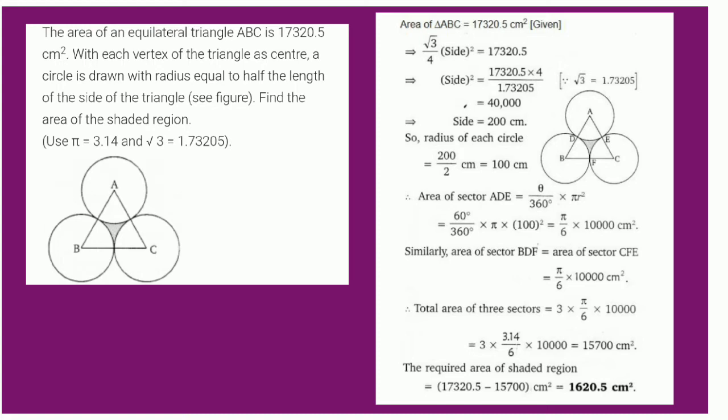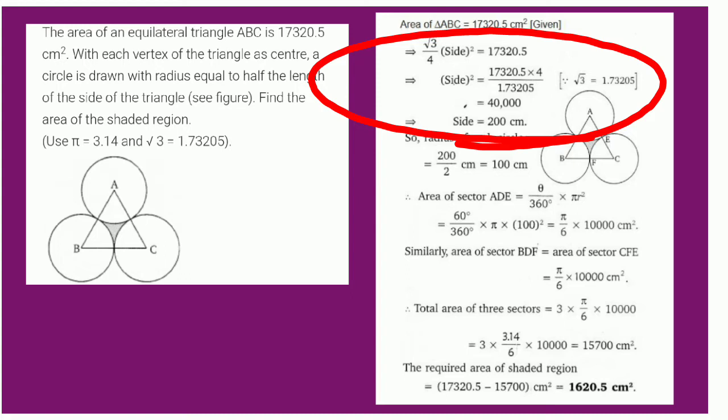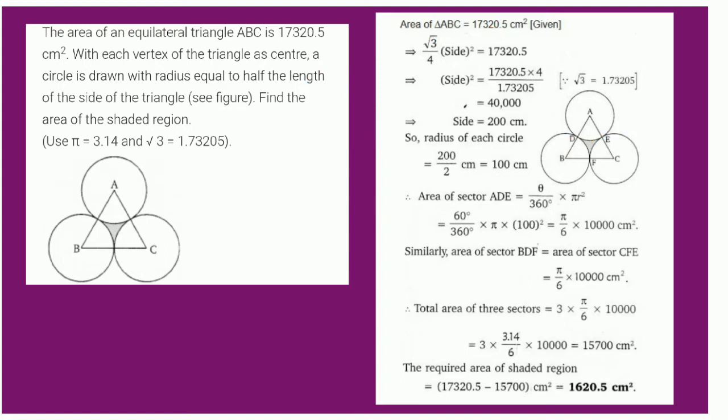For this, we know the area of the equilateral triangle, that is 17,320.5, and we need to find the radius of the circle for finding the area of the sector. So we can start with the area of the equilateral triangle, that is root 3 by 4 a square, or root 3 by 4 side square, that is equal to, it is given, 17,320.5. So side square is equal to 17,320.5 divided by root 3, we know 1.73205. It is given in the question.